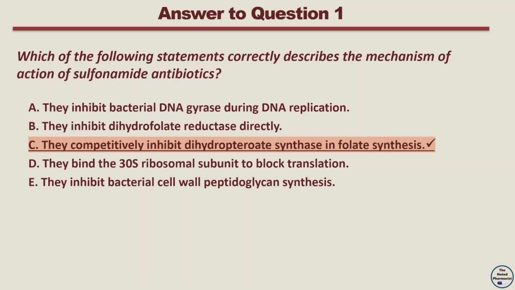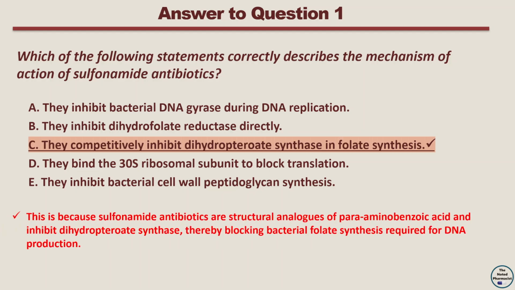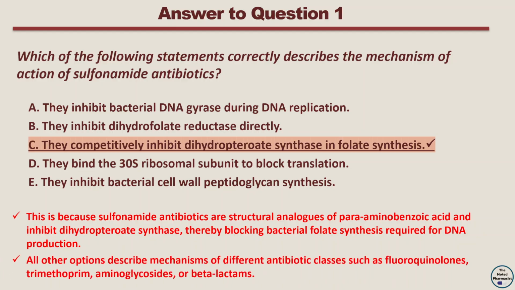The correct answer is option C. They competitively inhibit dihydropteroate synthase in folate synthesis. This is because sulfonamide antibiotics are structural analogues of para-aminobenzoic acid and inhibit dihydropteroate synthase, thereby blocking bacterial folate synthesis required for DNA production. All other options describe mechanisms of different antibiotic classes such as fluoroquinolones, trimethoprim, aminoglycosides, or beta-lactams.